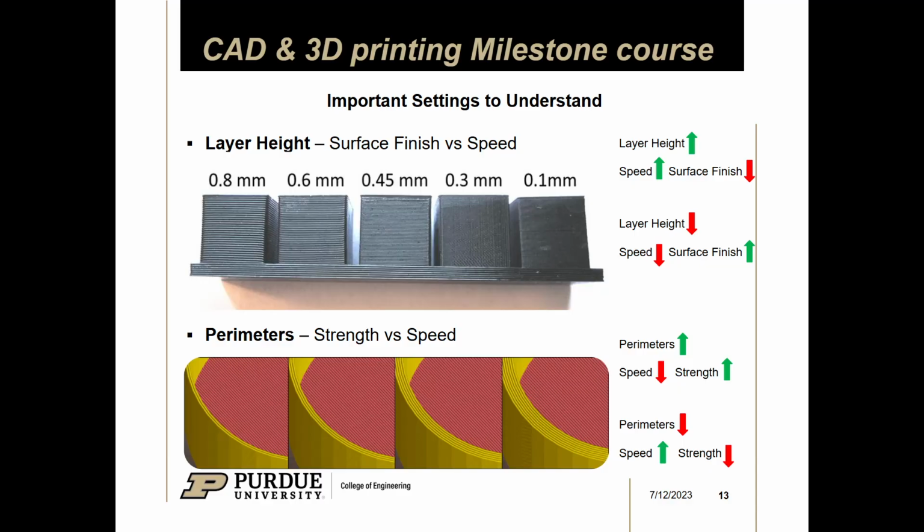But we're kind of splitting hairs here. But it's something to know. You can see the arrows up and down. Increasing layer height increases your speed. You'll get the part faster. It reduces surface finish. It's not as strong, but the opposite is true if you make the layer height smaller.